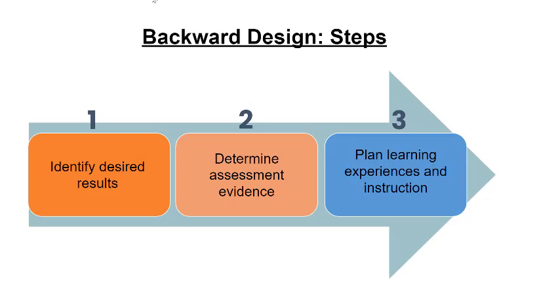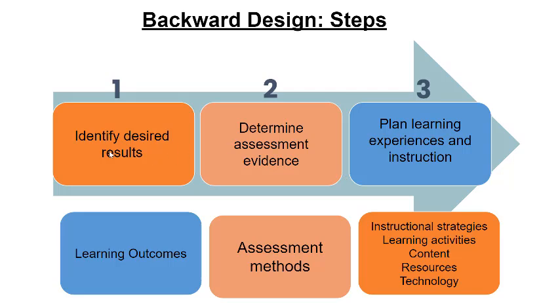So there are 3 steps for the backward design. The first step is identify desired result. The second step is determine assessment evidence. The third step is plan learning experiences and instructions. When you define or identify the desired result or the overall goal for your online course, that means you are going to identify the learning outcomes for your online course.